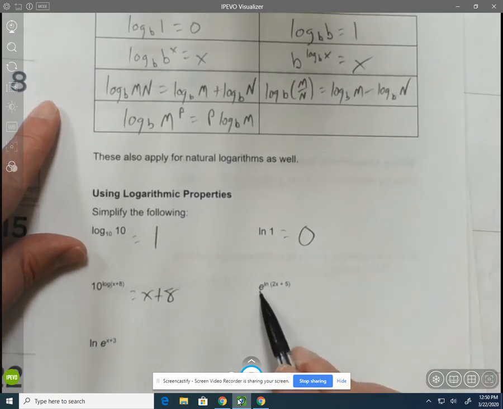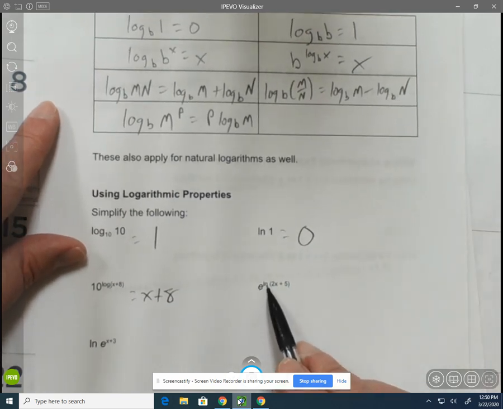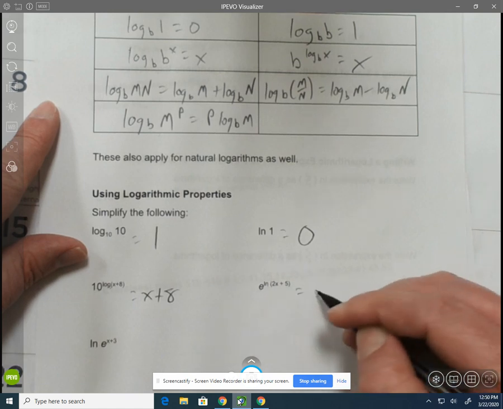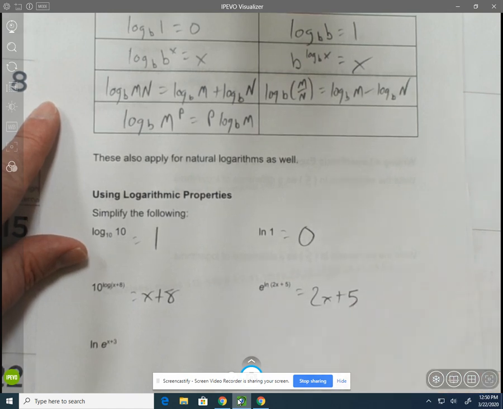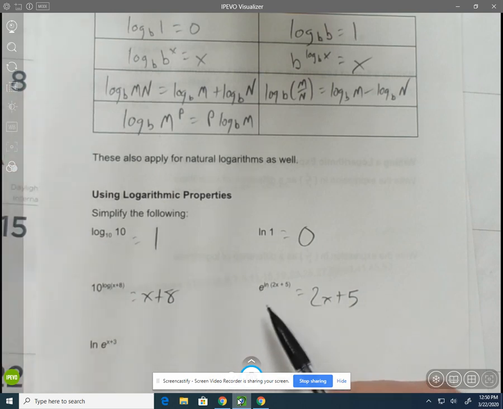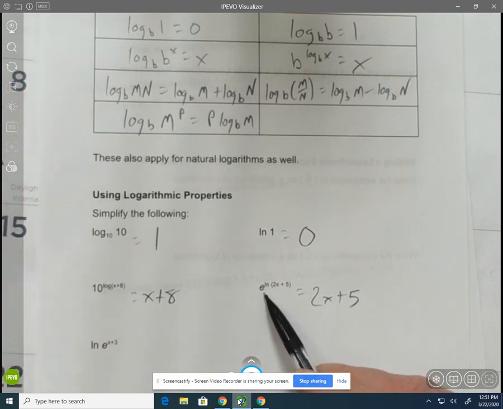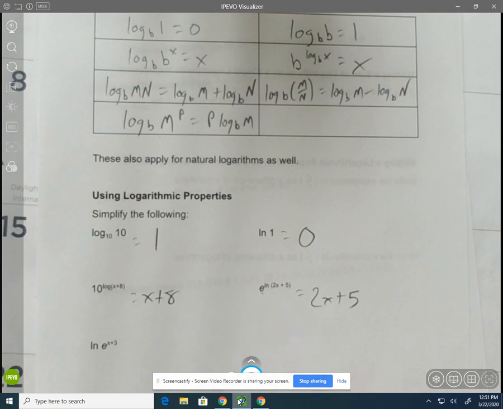And then same thing here. This is e raised to the natural logarithm. So my answer is just 2x plus 5. Exponents and logarithms cancel each other out as long as their bases are the same. And natural logarithm has a base of e. We've got an exponent with a base of e.